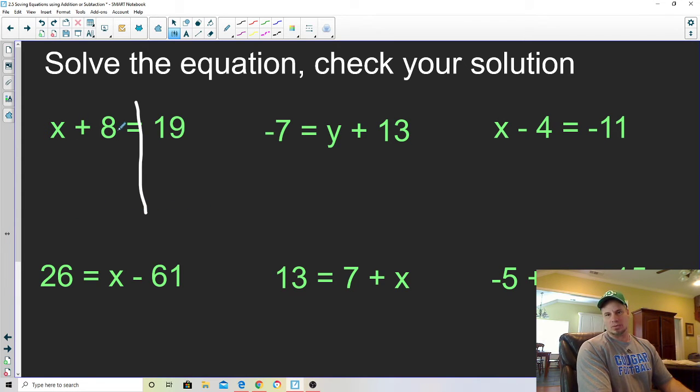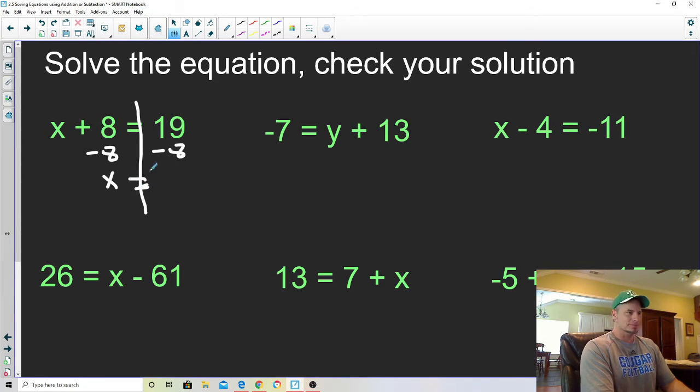Well, the only thing with the variable is an 8. I want to make the 8 go away. The 8 is a positive 8, so I need an inverse operation, to make that 0, I would need to subtract 8. If I do it on this side of the equal sign, it has to be done on this side. So I show my step here, minus 8 on both sides. Then I bring down what I didn't change, which is the x. And then I do the subtraction over here, 19 minus 8. And that gives me 11. So x equals 11. And that's my final answer.